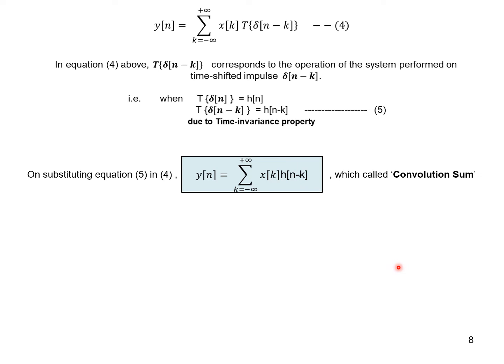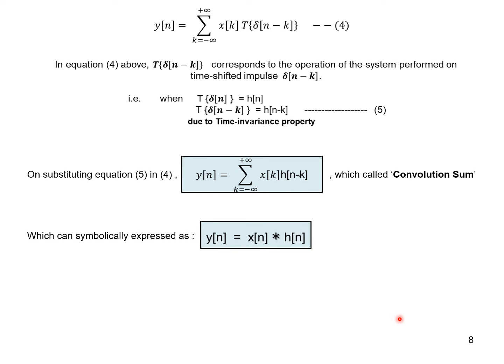I can represent the same thing in another way, in the formula way. That means this all important expression can be symbolically written as y of n is equal to the convolution of x of n with h of n. That is, if I know the impulse response of a DT LTI system, simply by performing convolution, this asterisk symbol being convolution, by convolving h of n with x of n, I'll get y of n. This x of n can be anything, any signal you can think of. You simply convolve that with h of n, then you'll get the output y of n.